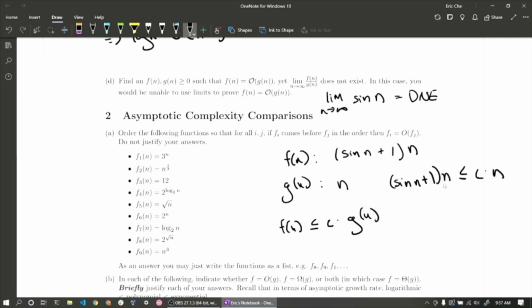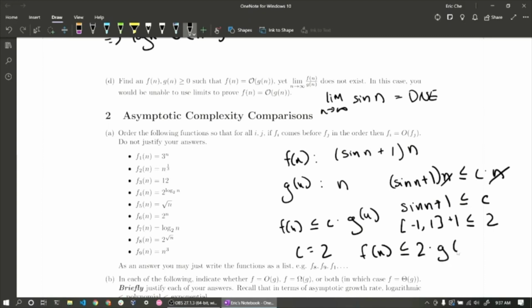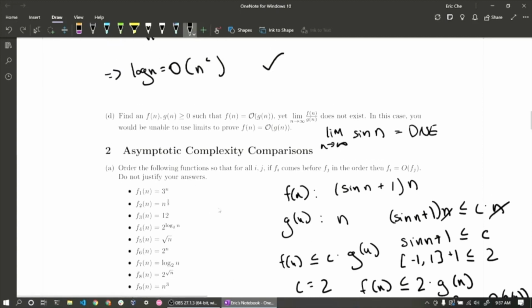Okay, so we can cross out the n's on both sides, and we have sine of n plus 1 is less than or equal to c. We know that sine of n has a range of -1 to 1, so that means that the largest value that the left-hand side can be is 2. So if we apply constant equals 2, then f of n will always be less than or equal to 2 times g of n, which then means that f of n equals O of g of n. Awesome. That was question 1. Let's move on to question 2.